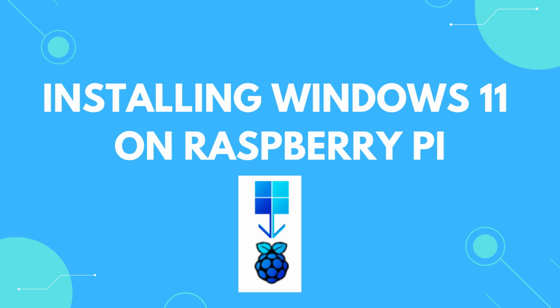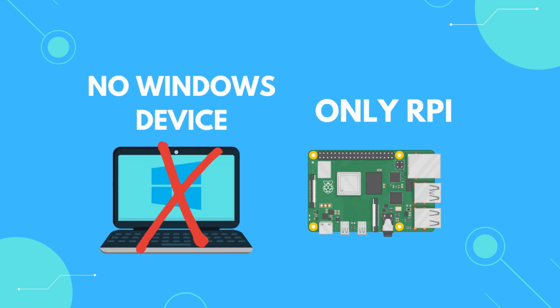Hi, today I'm going to show you how to install Windows 11 or Windows 10 on your Raspberry Pi. If you have watched any other guide on YouTube, they will tell you that you need another Windows computer to install Windows on your Raspberry Pi. But that is not the case here. We're going to be doing everything here only using our Raspberry Pi.